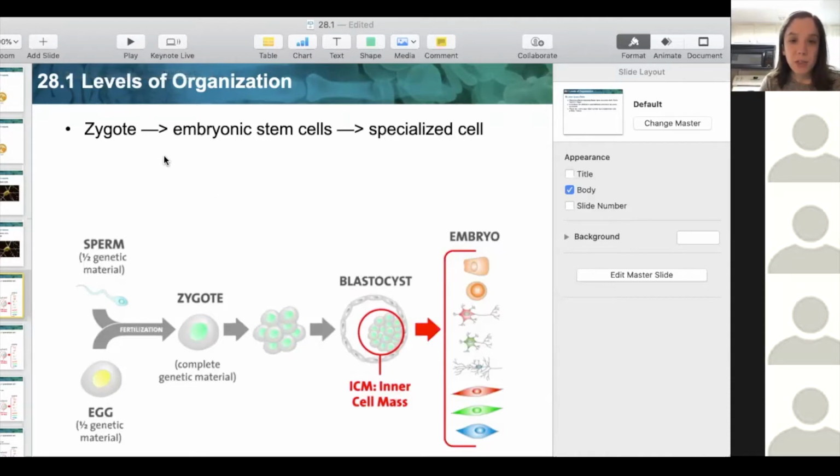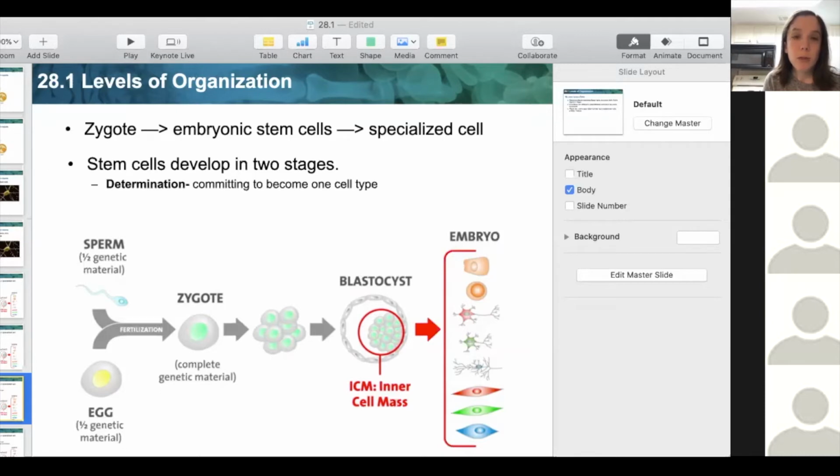So the zygote turns into stem cells, and the stem cells turn into a specialized cell, which would be the different cells in your body: the skin, nerve, muscle, brain, etc. There's 2 stages to development of stem cells. The first one is determination, and these cells commit to becoming one cell type.